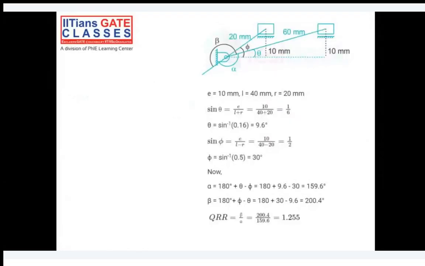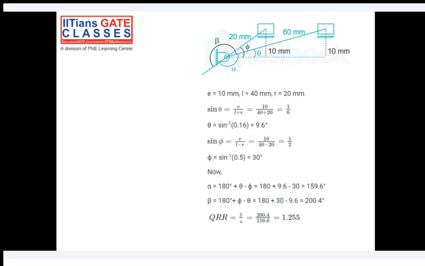I hope you understood till this. Now think: at the farthest position, that is top dead center, what is the angle of the crank, and at bottom dead center, what is the angle of the crank? That is given by theta and phi respectively. You can clearly see during the cutting stroke how much we are turning: from this point we are turning by beta, and for the return stroke we are taking alpha, right? So beta by alpha will give you the quick return ratio for this figure.